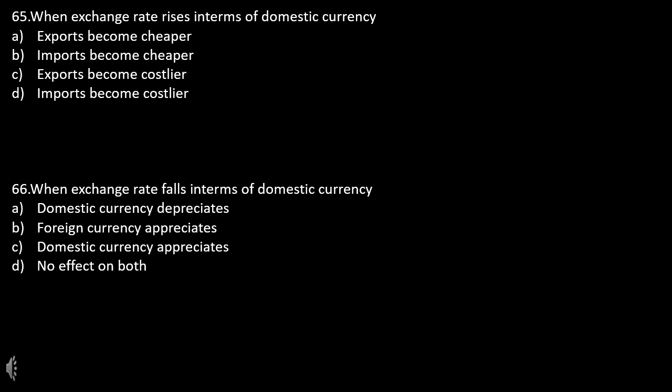Question number 65. When exchange rate rises in terms of domestic currency, exports become cheaper, imports become cheaper, exports become costlier, imports become costlier. Question number 66. When exchange rate falls in terms of domestic currency, depreciates, foreign currency appreciates, domestic currency appreciates, no effect on both.